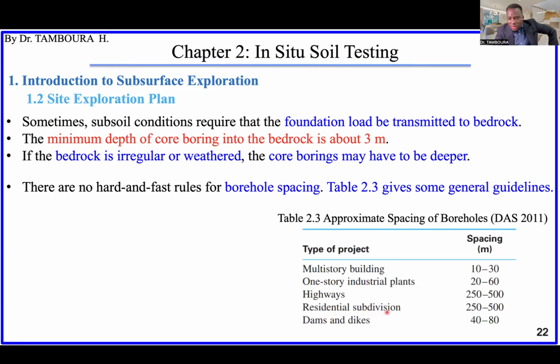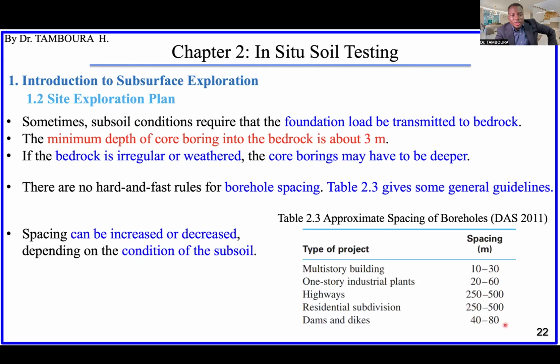Residential subdivision also between 250 and 500. And dams and dikes, 40 to 80. Okay.